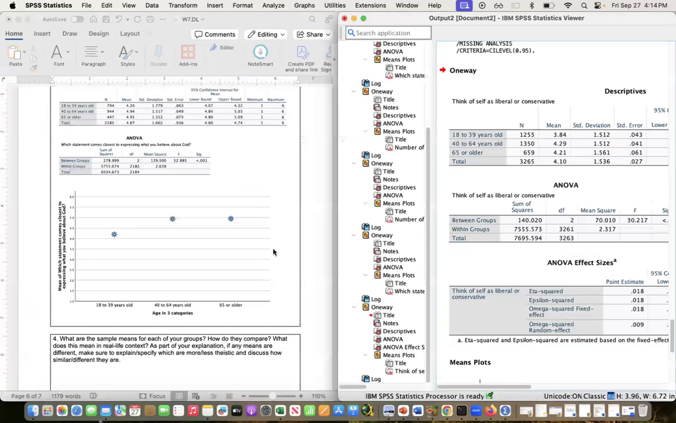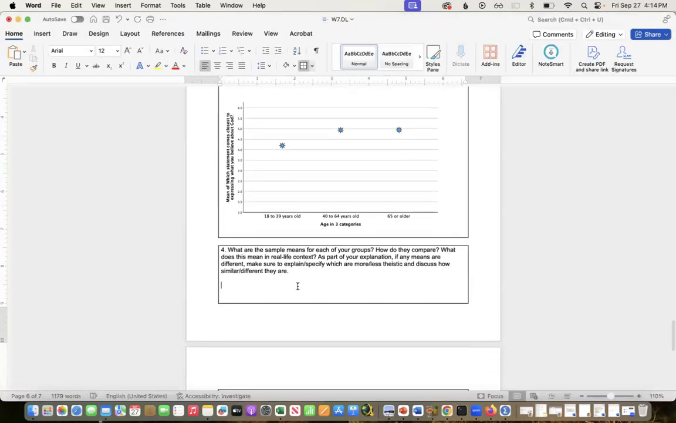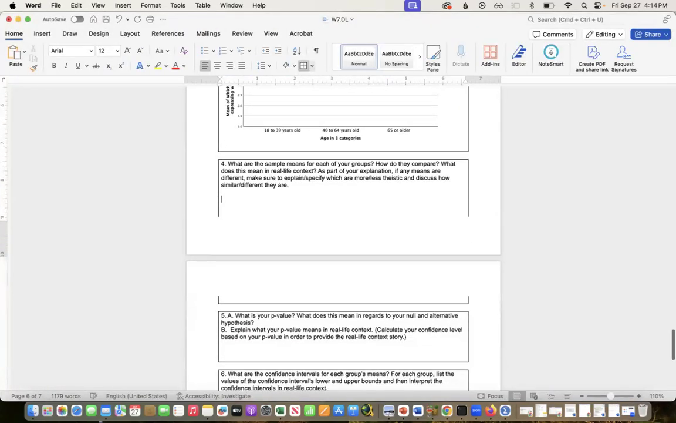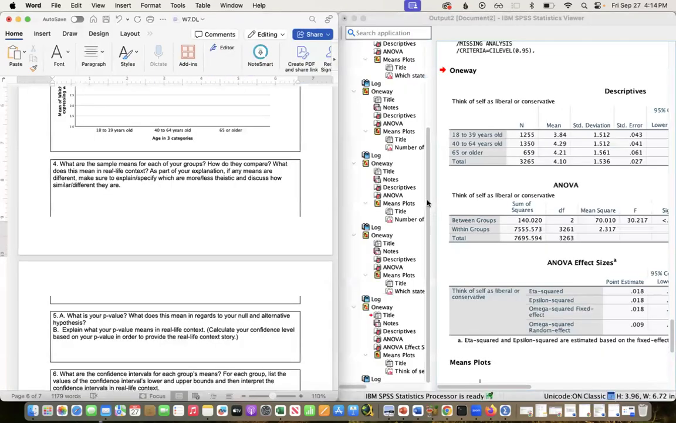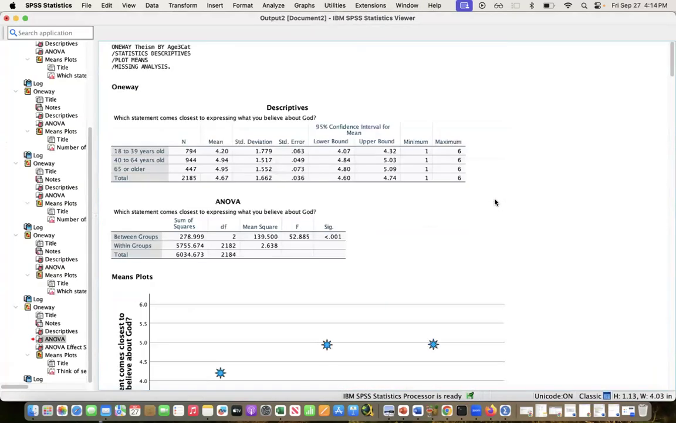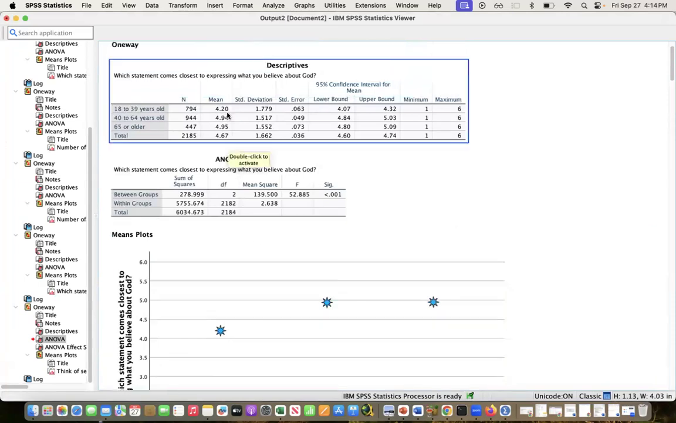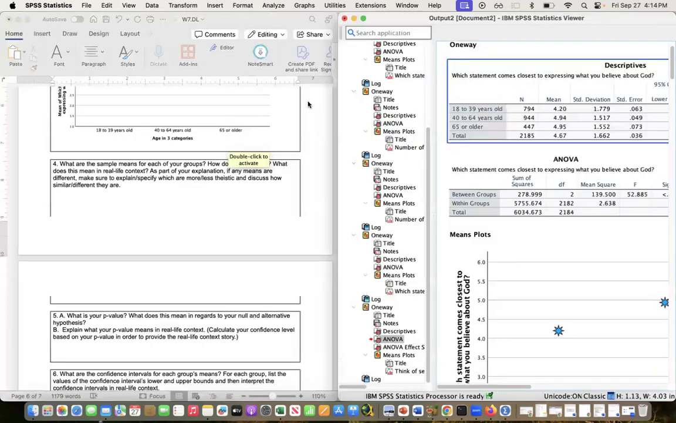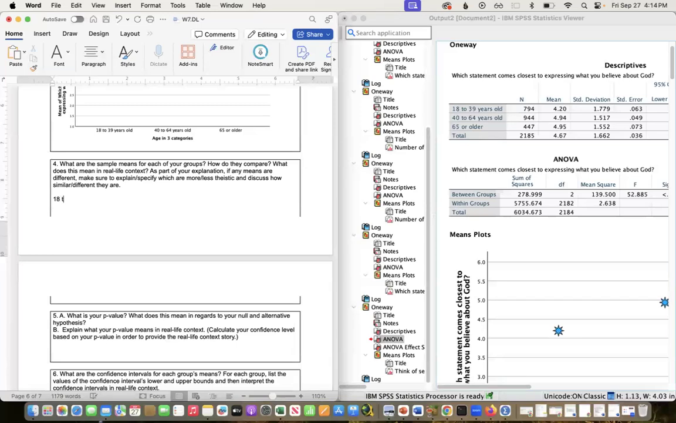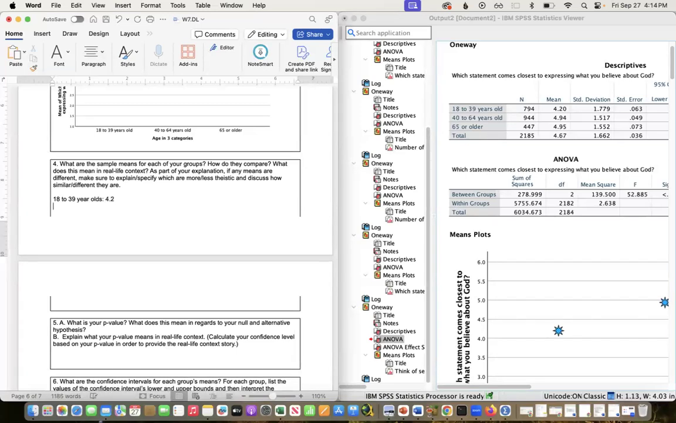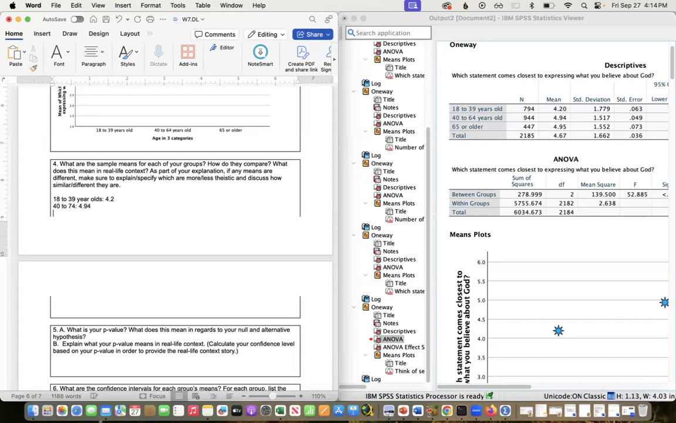So it says, what are the sample means for each of your groups? How do they compare? And also discuss whether certain ones are more or less theistic and how much more or less theistic they are. So if we look at these sample means, they're all basically between 4 and 5, right? We can see 4.2, 4.94, and 4.95. So 18 to 39-year-olds, 4.2. 40 to 64 are 4.94, and then 65 plus are 4.95.